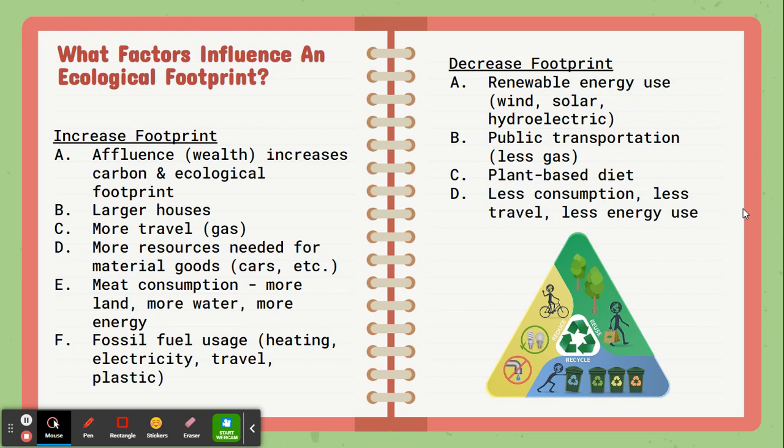So individuals that are typically vegetarian, vegan, have much smaller ecological footprints because they're not consuming meat, which requires more land, more water, more energy. And just simply lessening your consumption overall, right? Maybe travel less, maybe shut off the light when you leave the room.